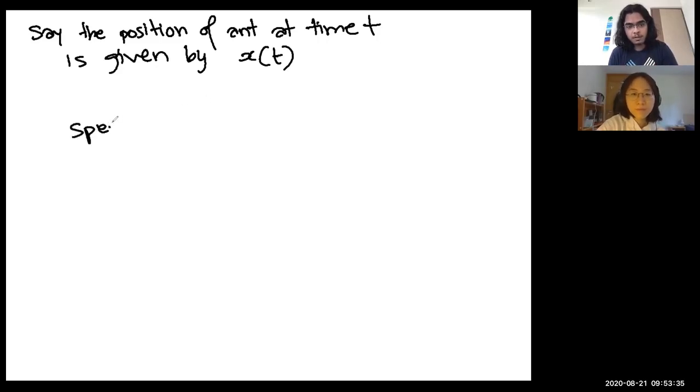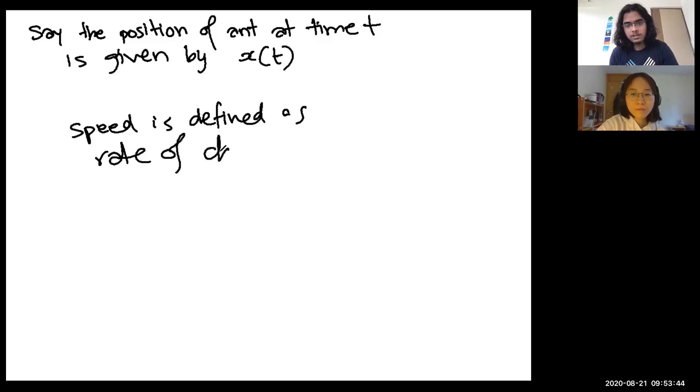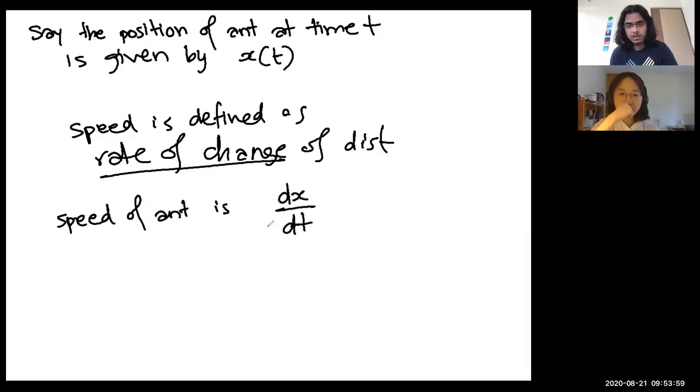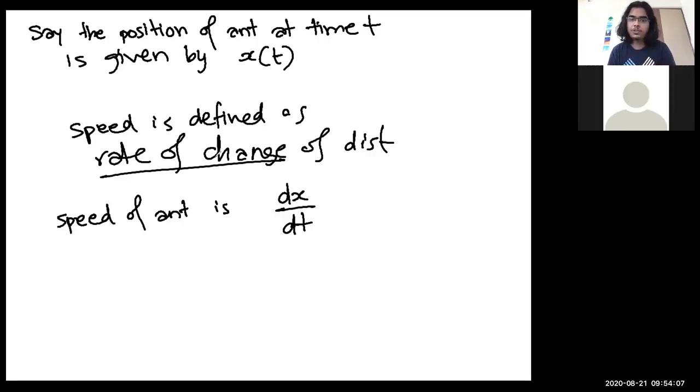So speed is defined as rate of change of distance. So the rate of change here is important. So you know that the speed of the ant is dx over dt. It's not x over t because it would be x over t if the speed was uniform, but it's not uniform, as we'll find out soon. And the instantaneous speed, so I should have been more specific and called it the instantaneous speed, in which case it would be dx over dt.